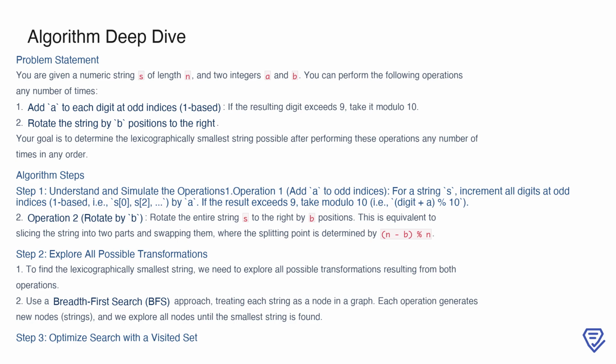To solve this problem, we are tasked with transforming a given numeric string into its lexicographically smallest version by repeatedly applying two operations. The first operation allows us to add a given integer to each digit at odd indices of the string. If the resulting value exceeds 9, we take it modulo 10 to ensure it remains a single digit.